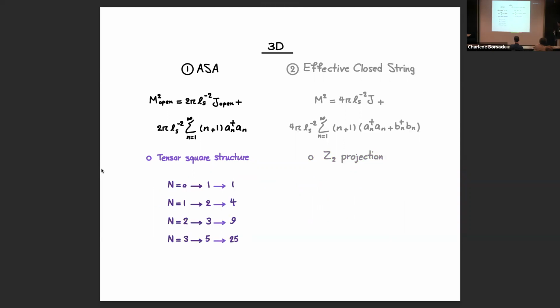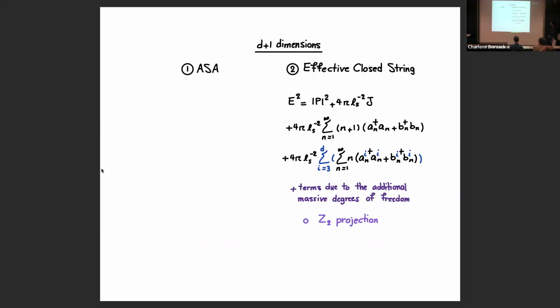Here I'm showing some numerical examples. In ASA, we can calculate the multiplicity of each level. Then the square of those numbers will be the multiplicity of glueball states. In the effective closed string, on the other hand, we can directly get the multiplicities of glueballs, but you can see that already at the second level, there is a mismatch. I am going to momentarily tell you which one matches better with the lattice data. But before that, let me quickly generalize this to higher dimensions.